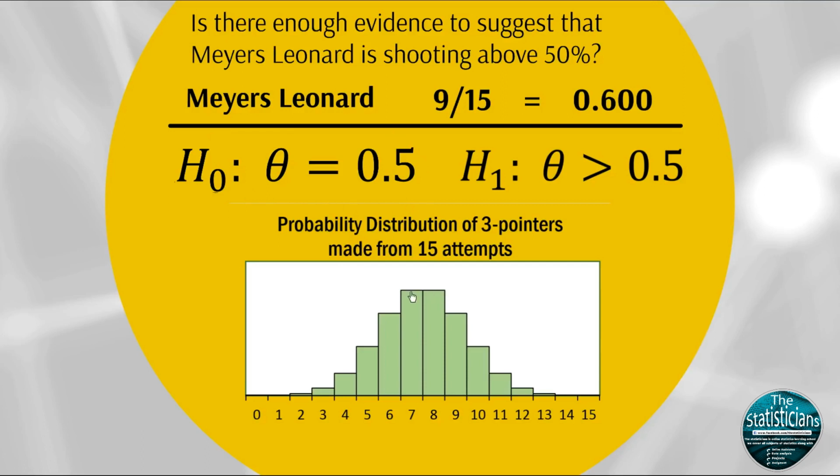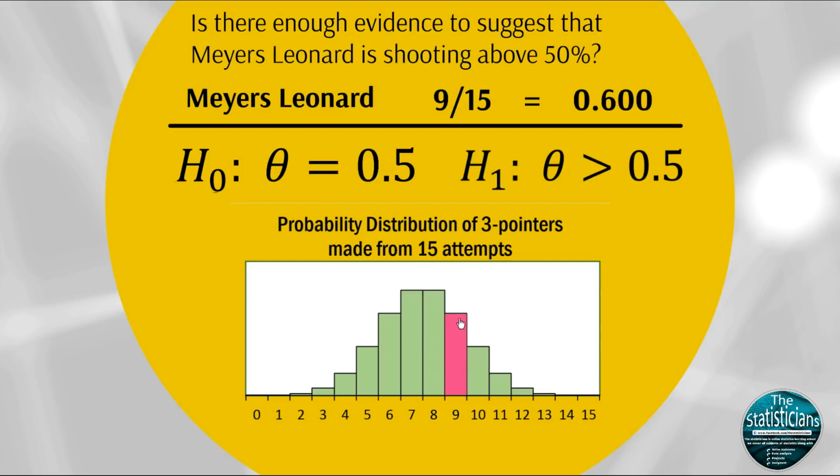Now, for those advanced players, this is actually a binomial distribution. If you're keen on learning more, I'll put a link up here. Now, what did he get in this sample? Well, he actually got 9. So what this tells us is that if indeed he has a 50% 3-point percentage, it's still quite likely for him to get 9 3-pointers out of 15.